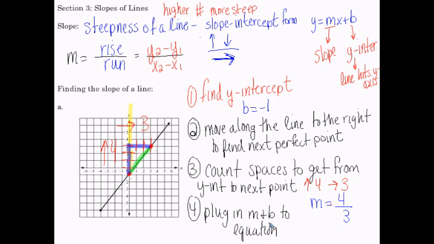So we have y equals mx plus b, we have m and we have b, so we get y is equal to 4/3 x minus 1. This is the equation of this line.